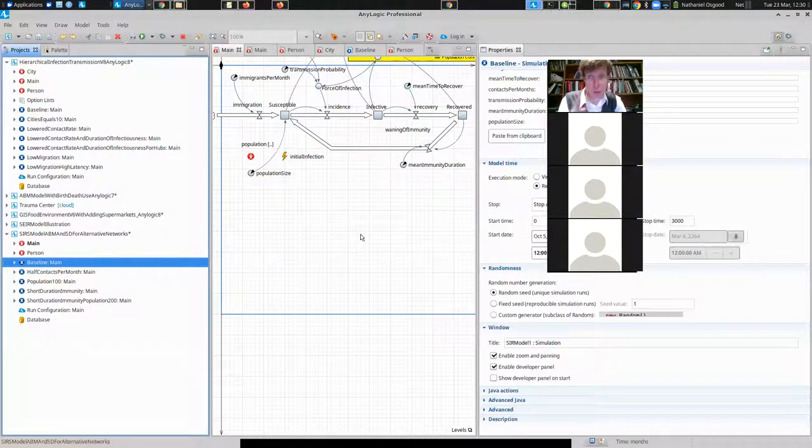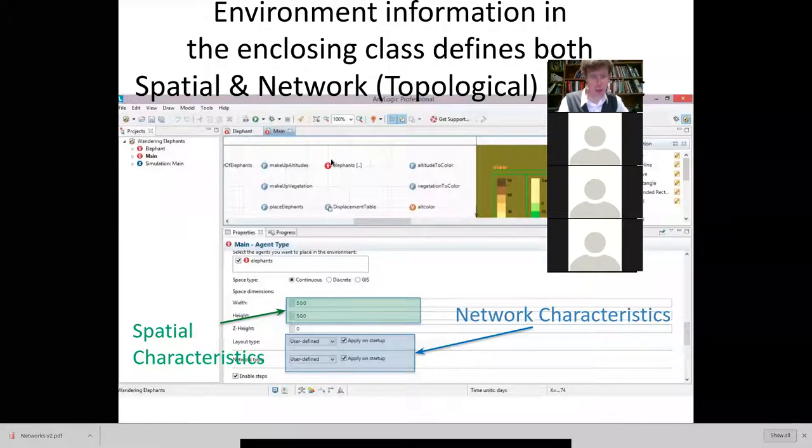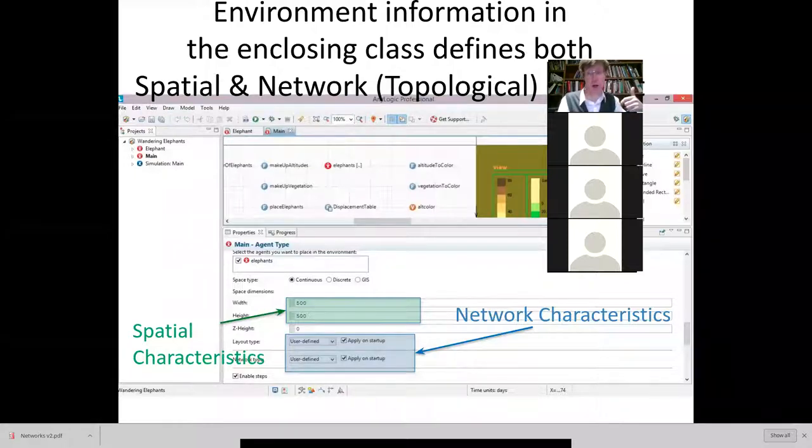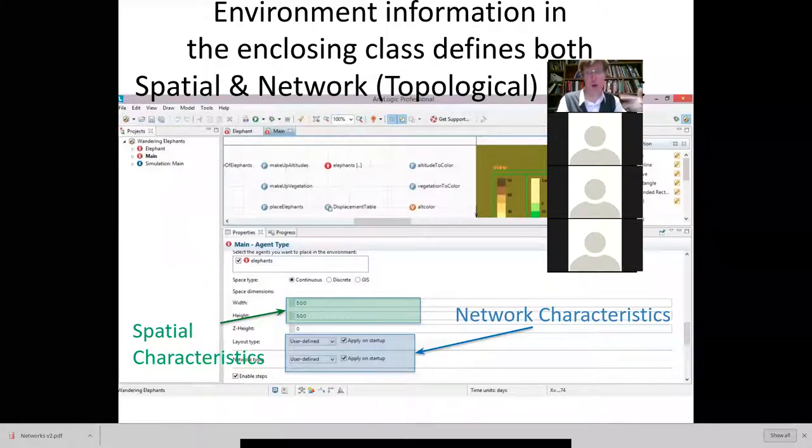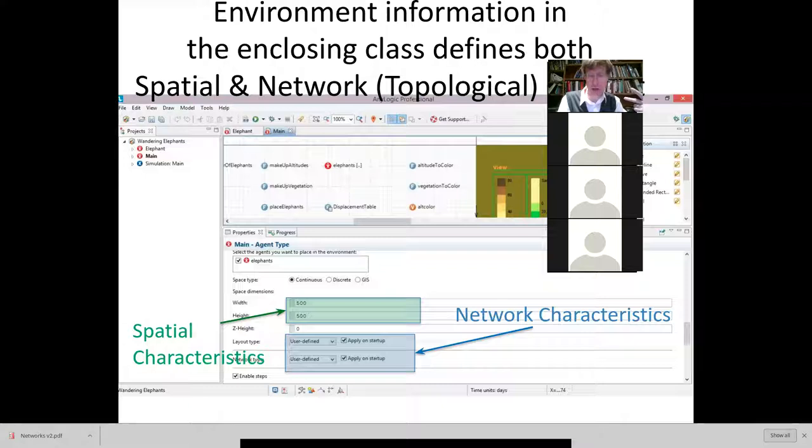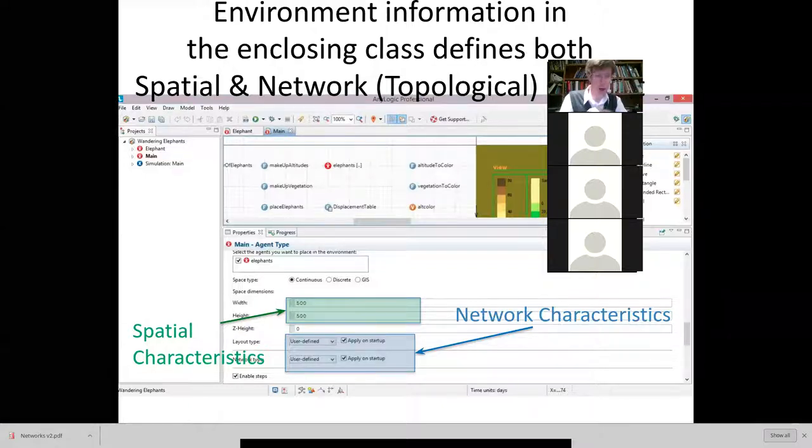So that was one sort of network. That was a random network. The random network meant that each person was connected with a randomly chosen set of other individuals. And this goes by many names. It's called a Bernoulli network. It's called a Poisson random network. It's called an Erdos random network. And AnyLogic calls it a random network.